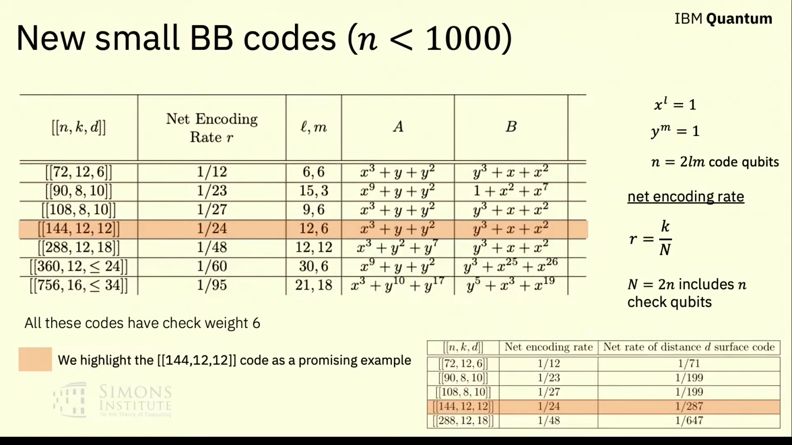So if you look at this net encoding rate, we get very large improvements over a surface code of the same distance. So for instance, the 144.12.12 compared with the distance 12 surface code has roughly a factor of 12 improvement. Yes, and the last thing to note is, of course, all these codes have check weight 6 because the total number of terms in the polynomials A and B is 6.